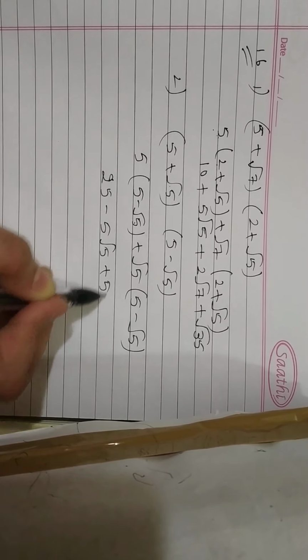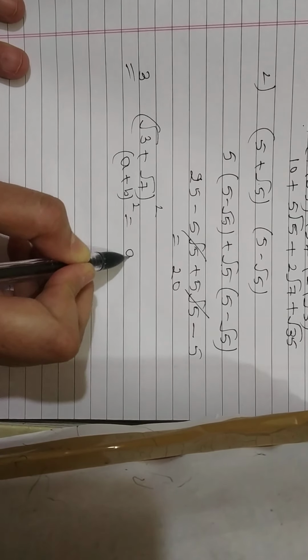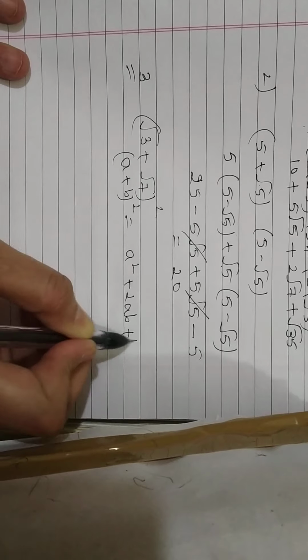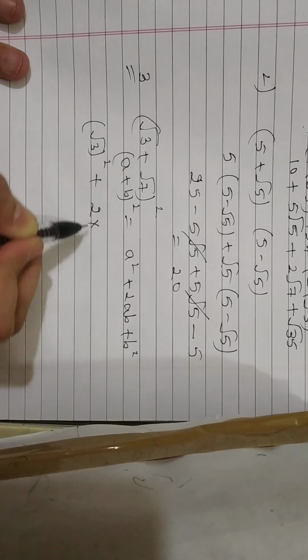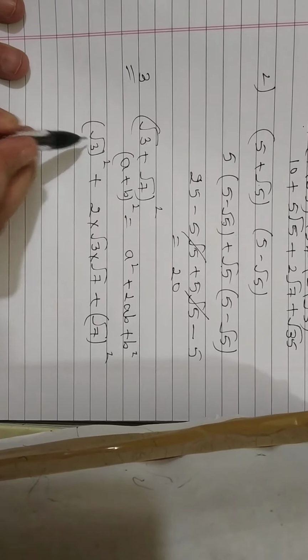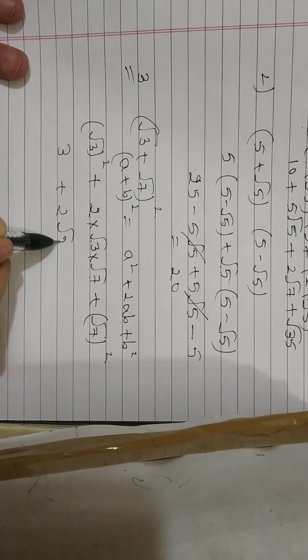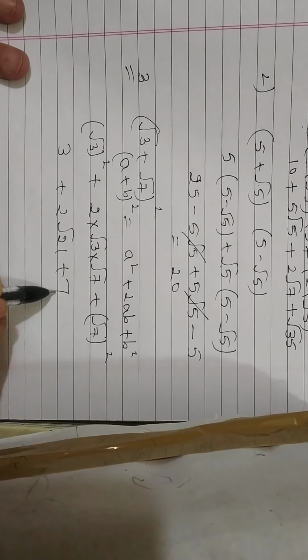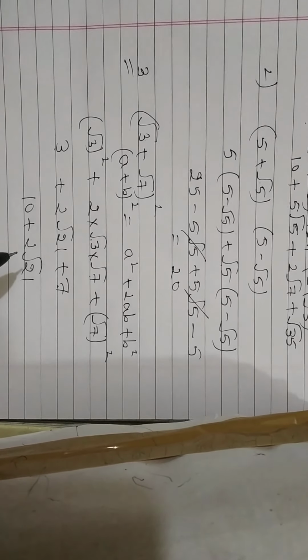Now we'll go for third problem. Third problem is root 3 plus root 7 whole square. You know this, a plus b whole square, that is a square plus 2ab plus b square. So we'll use that. Root 3 square plus 2 into root 3 into root 7 plus root 7 whole square. What is root 3 whole square? 3. Root 3 into root 7, this will be root 21. And root 7 whole square is 7. So 7 plus 3, 10. 10 plus 2 root 21.